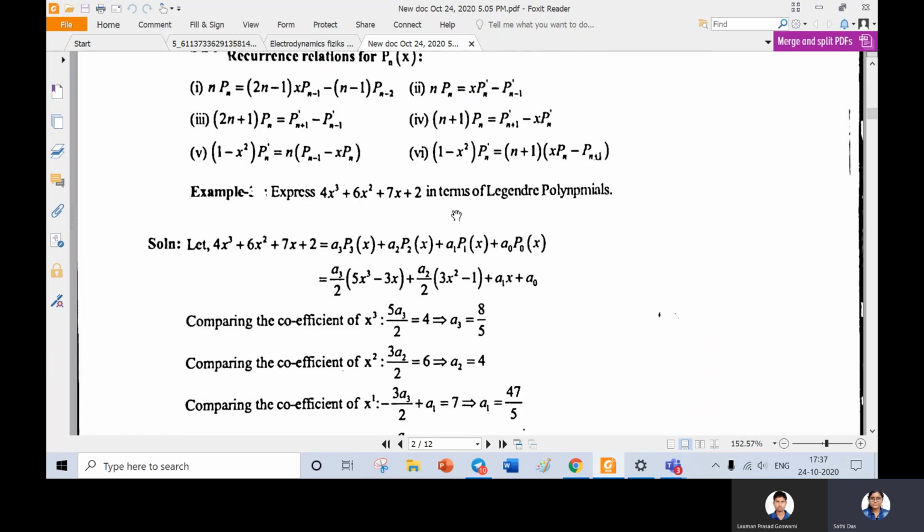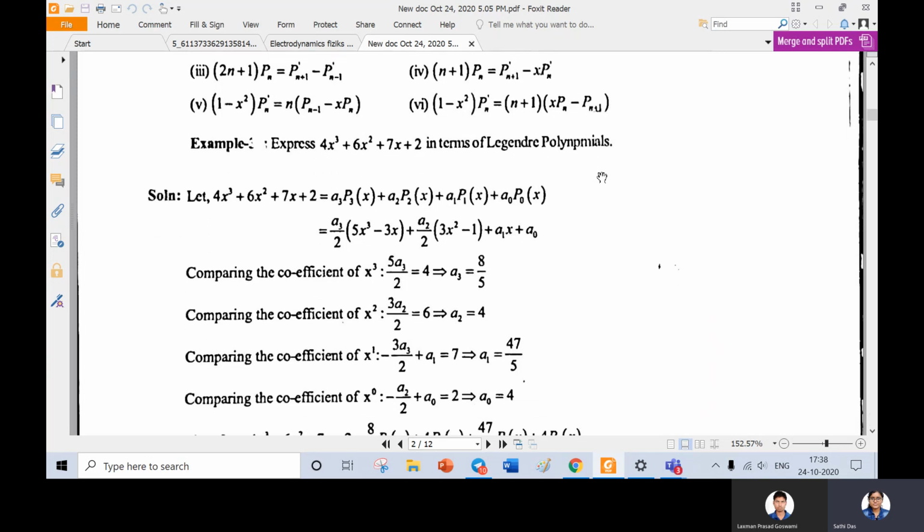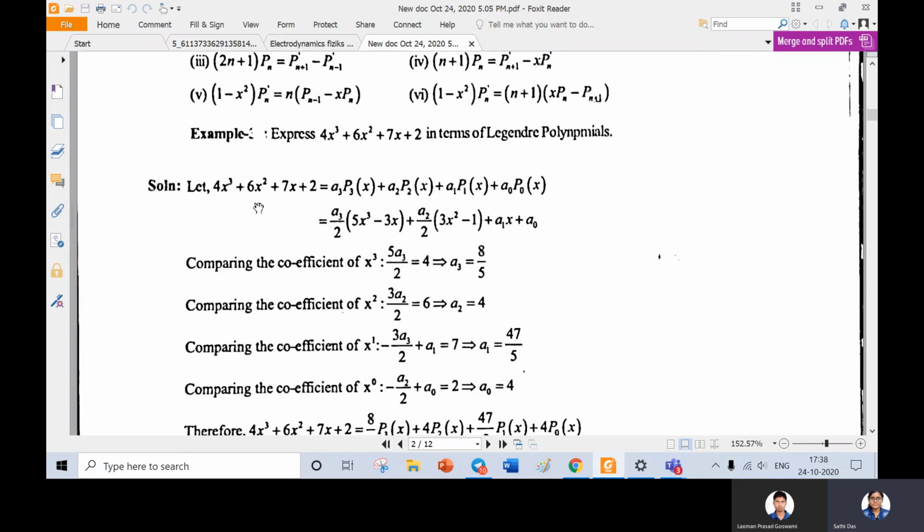Suppose you get a question like this: express 4x cube plus 6x square plus 7x plus 2 in terms of Legendre polynomials. So you can write 4x cube plus 6x square plus 7x plus 2 as equal to a3 P3(x) plus a2 P2(x) plus a1 P1(x) plus a0 P0(x).